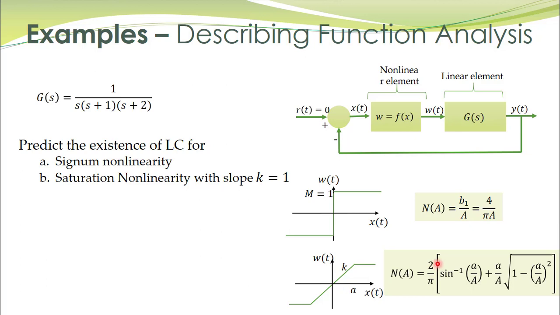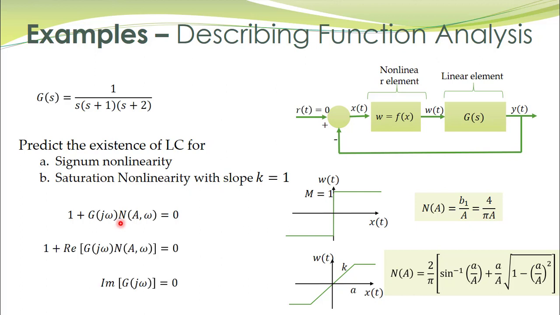So how to do that? Basically, we need to solve this equation, which can be split into two equations, that is, the real part of this equation equal to 0 and the imaginary part of this equation equal to 0. So let's solve it for these two different nonlinearities. Here the transfer function of the system is rewritten, which in terms of j omega is equal to this thing. Simply substitute s equal to j omega to get this relation.